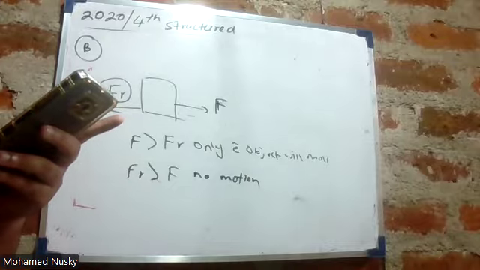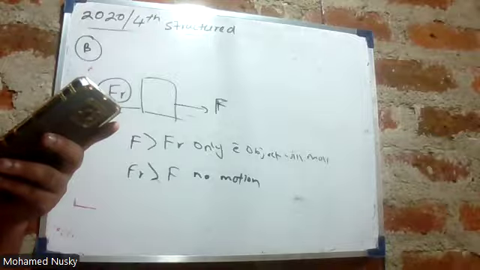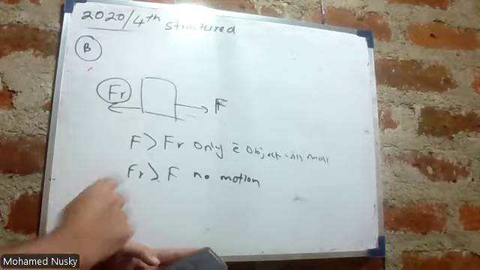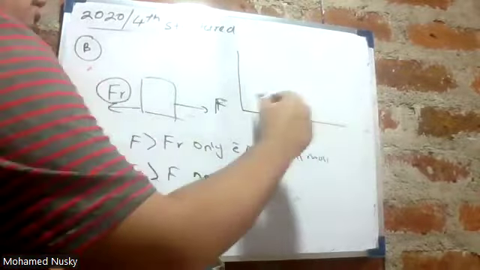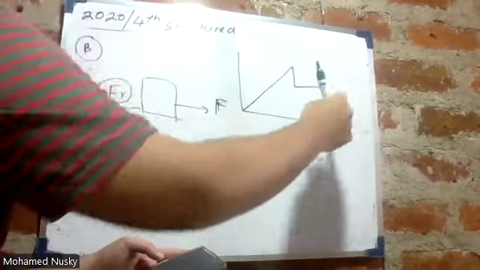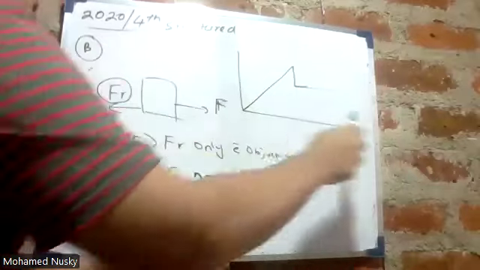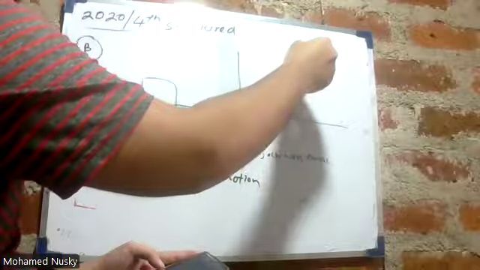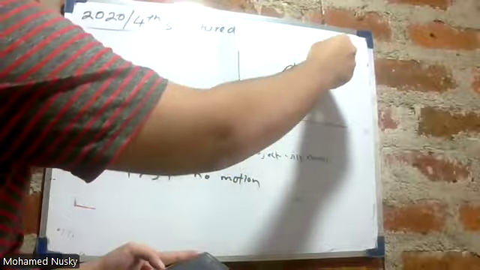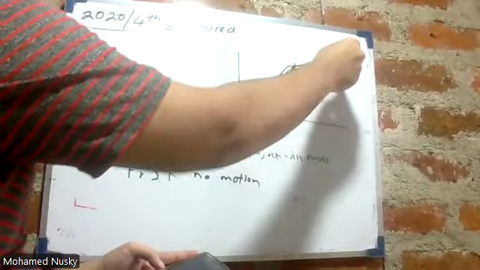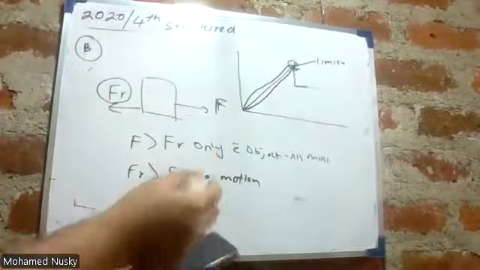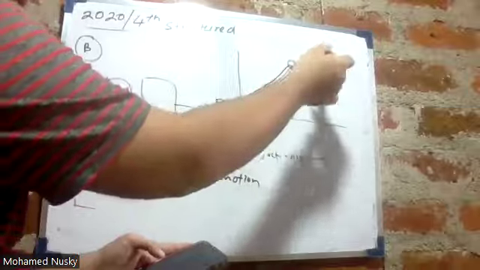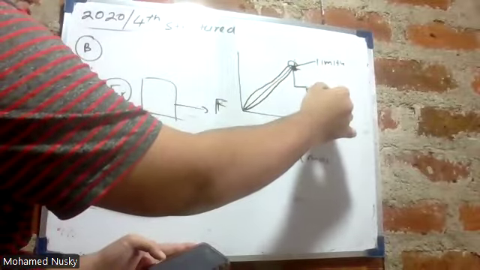At the moment the motion starts, the frictional force acting on the block of wood reaches the maximum value. So this is the graph. I explained this graph to you so many times. From here to here, static friction will be acting. At this point, limiting friction will be acting. That is the maximum static friction, or the limiting friction point, and this is dynamic friction.